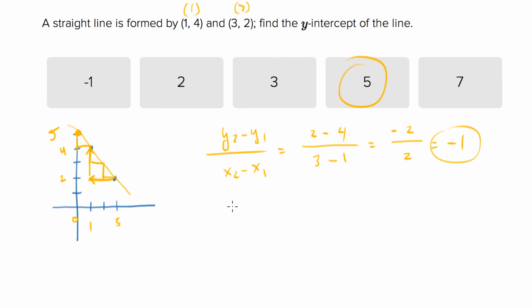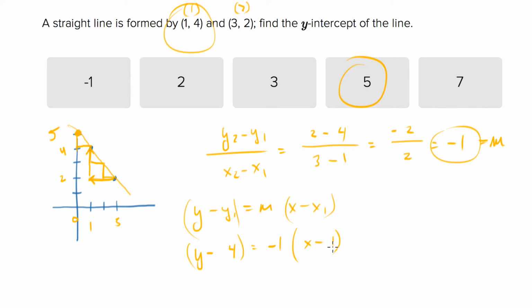You can then put this in point slope form if you want. So let's say we use the point 1, 4. A line in point slope form is y minus y1 equals the slope times x minus x1. You can plug into this, and then you could solve for the y-intercept. You can see this is a much longer process, but it is algebraic if that's how you want to approach it. So we know the slope. This is m right here, that negative 1. So let's take y minus y1, which is 4, equals the slope negative 1 times x minus x1, which is 1.